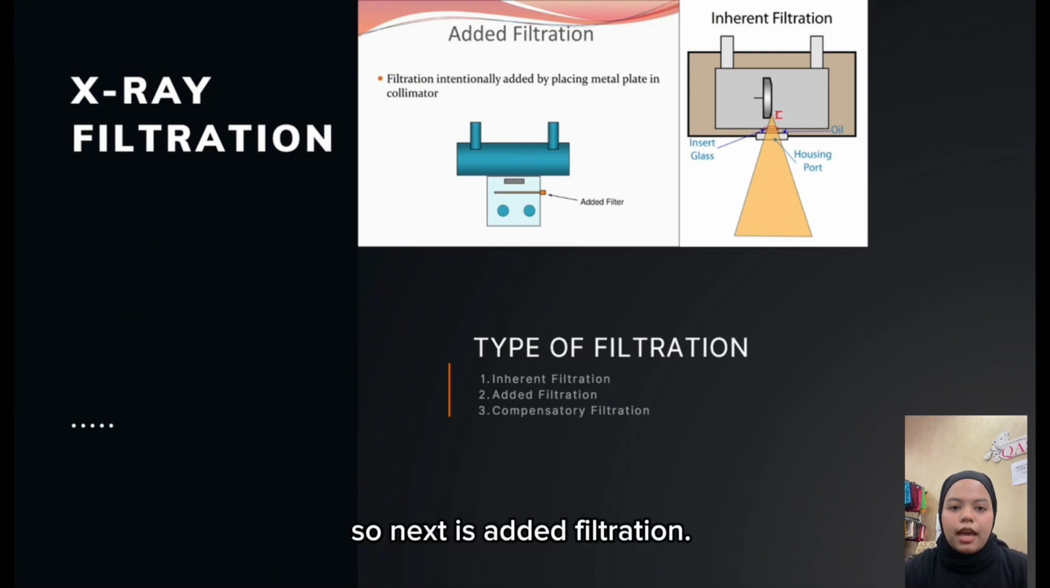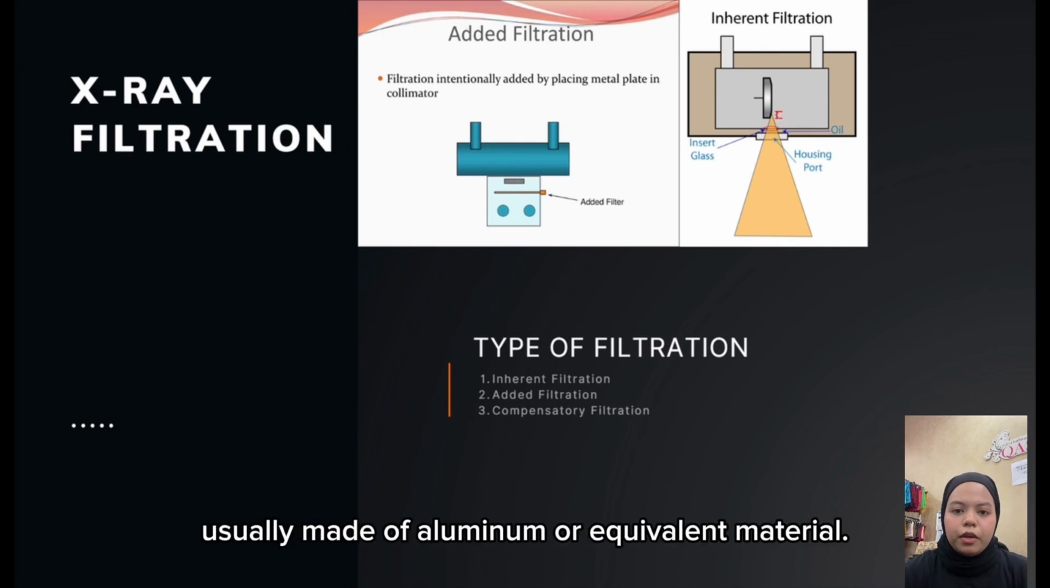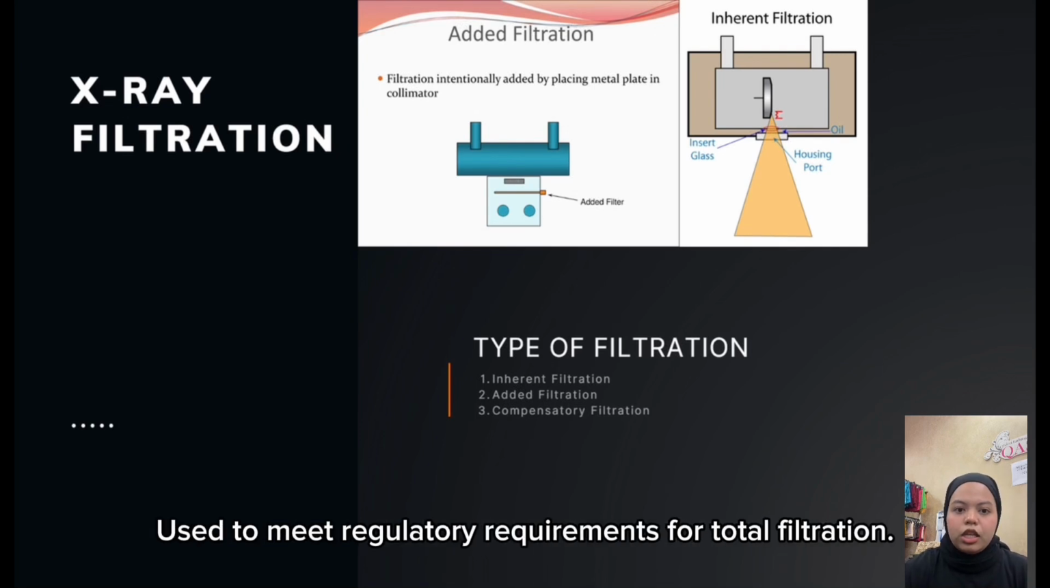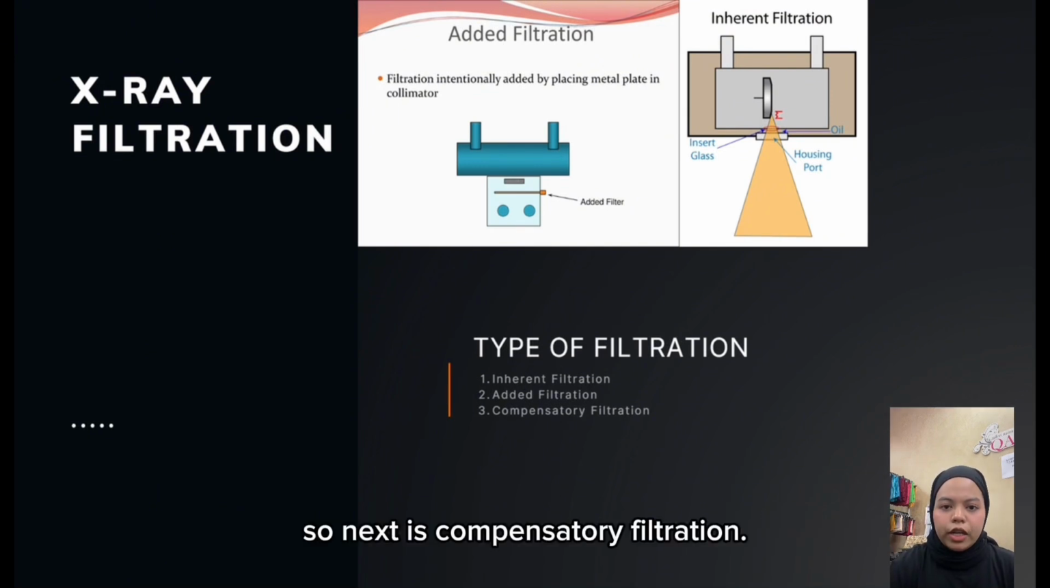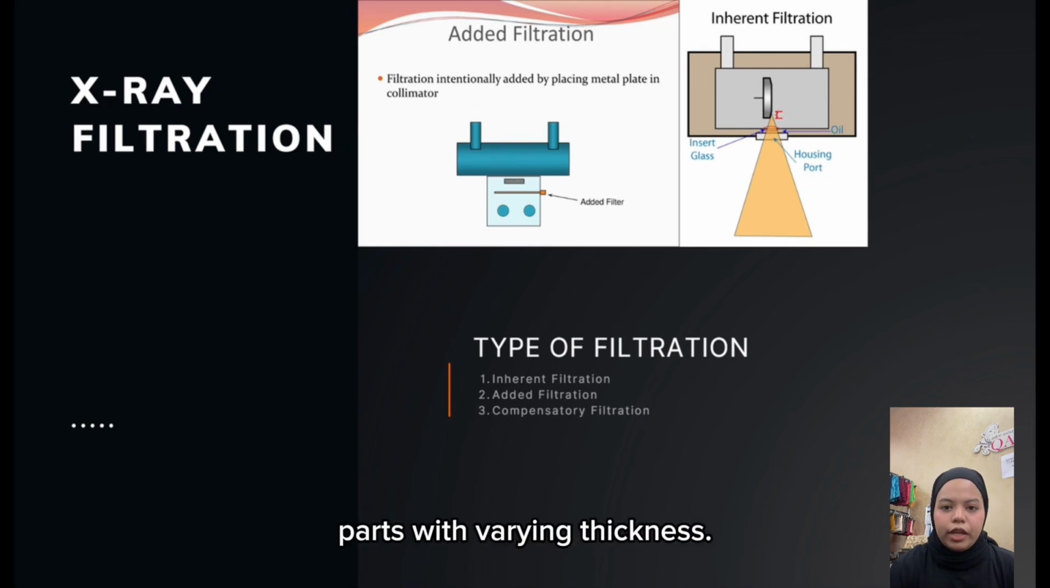Next is added filtration. Added filtration is placed in the X-ray beam path, usually made of aluminium or equivalent material, and used to meet regulatory requirements for total filtration. Next is compensatory filtration. It's a specialized filter such as a wedge or trough filter used to balance exposure for body parts of varying thickness, ensuring uniform image density.